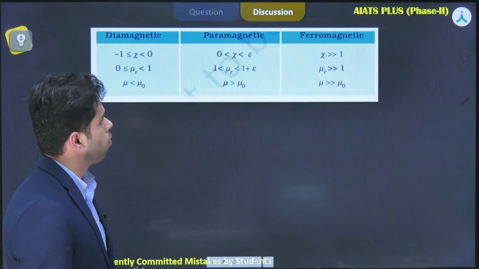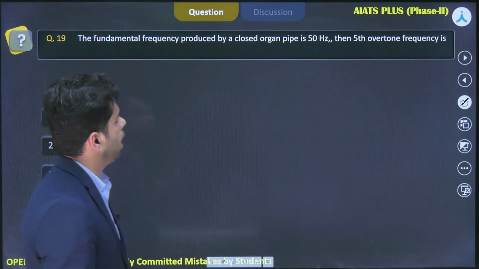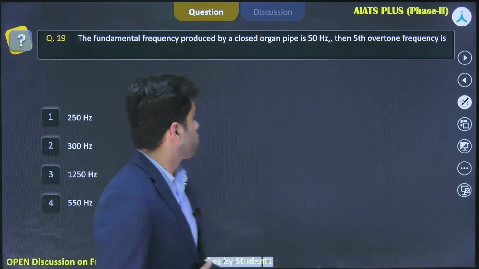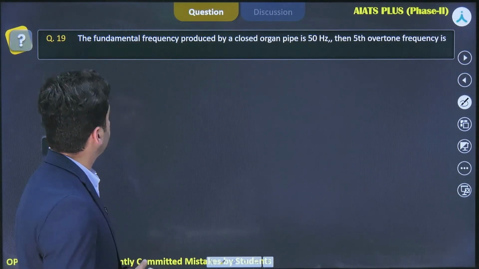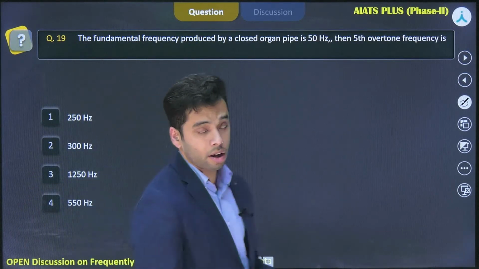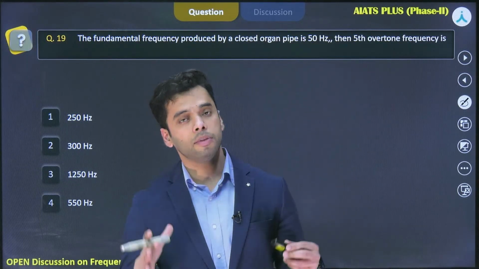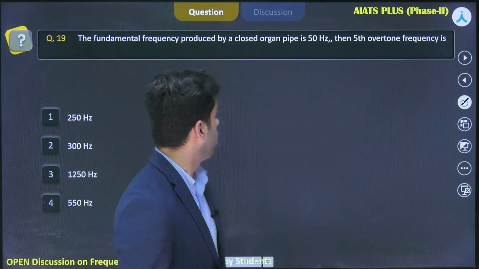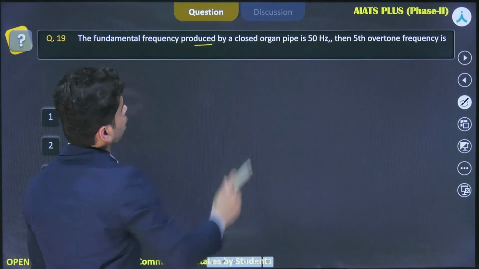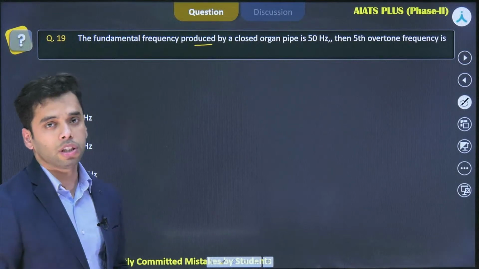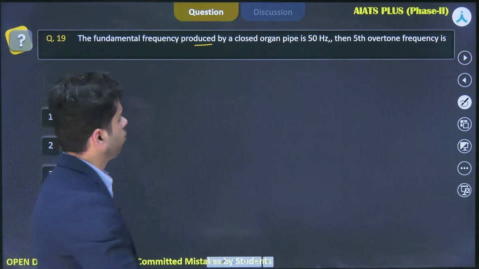Now let's move forward to the next problem. It is a problem from the chapter of waves, problem 19 from the original paper. It says that the fundamental frequency produced by a closed organ pipe is 50 Hertz. So this time they are talking about the closed organ pipe, and you have been given its fundamental frequency, 50 Hertz.